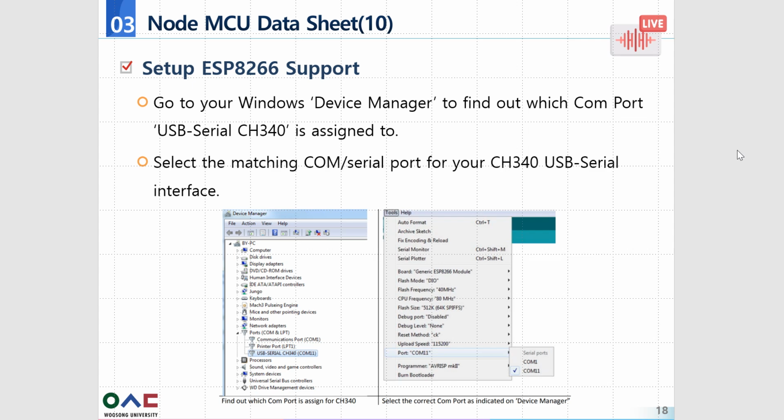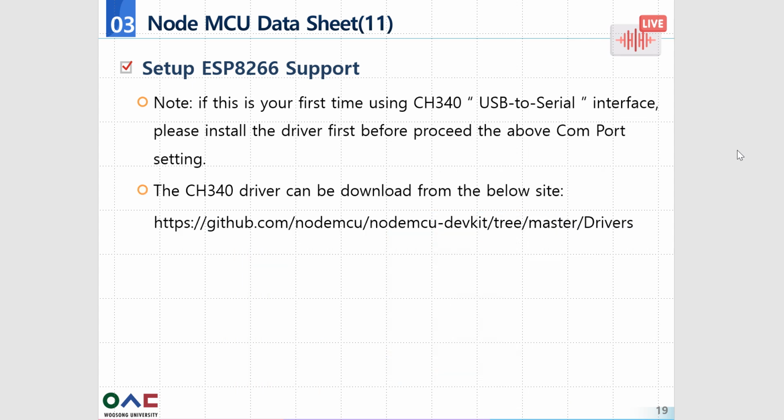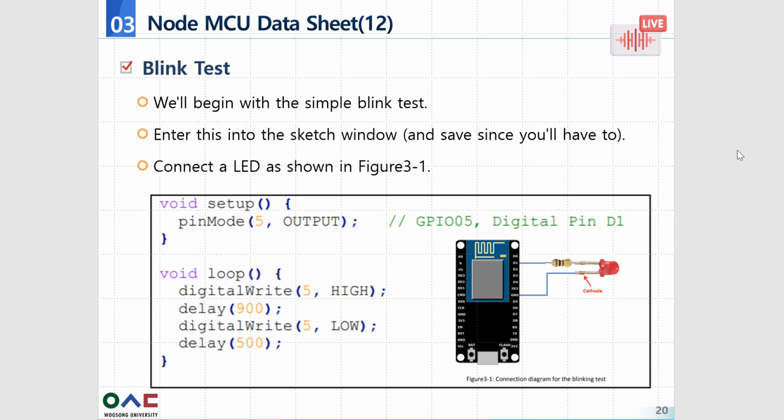Go to your Windows Device Manager to find out which COM port the USB serial CH340 is assigned to. Select the matching COM/serial port for your CH340 USB serial interface. Note: if this is your first time using the CH340 USB to serial interface, please install the driver first before proceeding with the above COM port setting. The CH340 driver can be downloaded from https://github.com/nodemcu/nodemcu-devkit/tree/master/drivers.